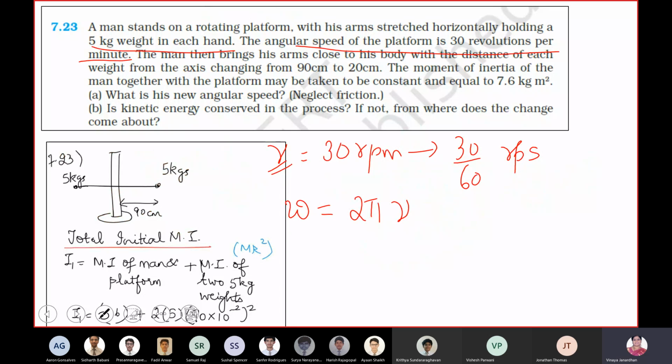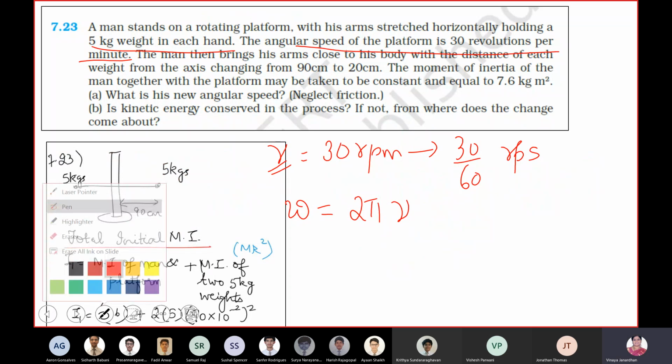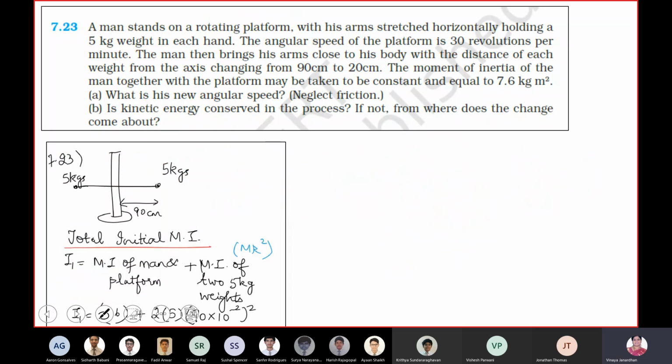Are you clear, boys? Whenever they give you the value RPM or RPS, that is the number of revolutions made in 1 second. Then angular speed. Do you understand the difference between them? That is more important, boys.